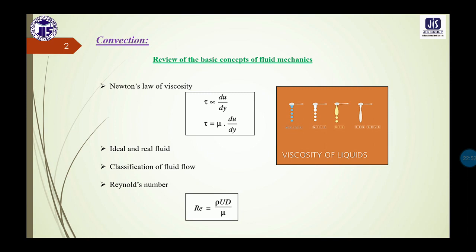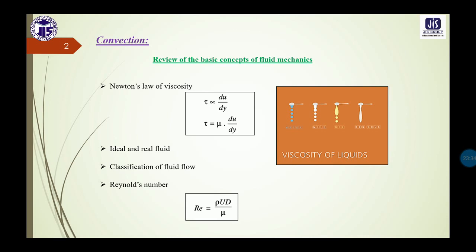Now there is one thing, that the fluids which obey this Newton's law of viscosity are known as Newtonian fluids, and the fluids which do not obey this Newton's law of viscosity, which is shear stress is proportional to rate of shear strain, are known as non-Newtonian fluids. And the viscosity of a liquid decreases with temperature, but the viscosity of a gas increases with the temperature. Now this mu is the dynamic viscosity, and mu by rho, the dynamic viscosity by density, is known as kinematic viscosity.